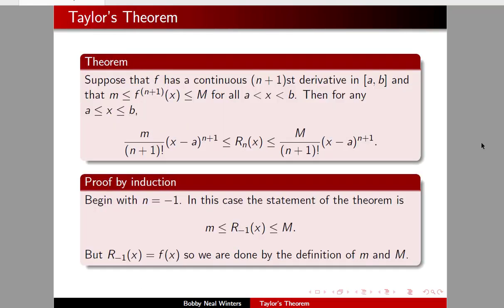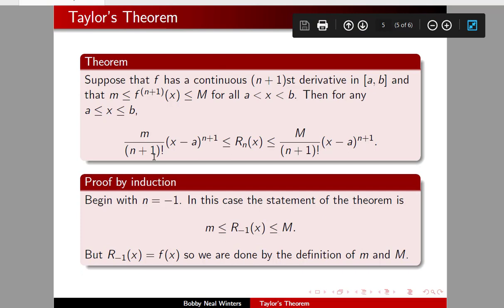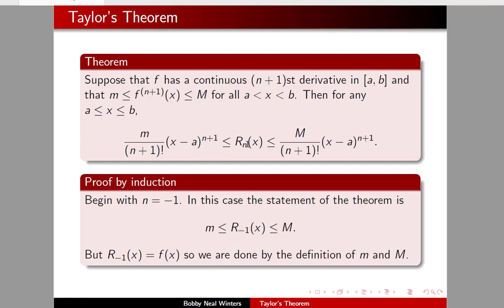Now we go to our theorem, Taylor's theorem. Suppose that f has a continuous (n plus 1)st derivative in the closed interval [a, b], and so that (n plus 1)st derivative is bounded between little m and big M on the interval [a, b]. Then for any x in [a, b], the remainder is between little m over (n plus 1) factorial times (x minus a) to the n plus 1, and big M over (n plus 1) factorial times (x minus a) to the n plus 1.